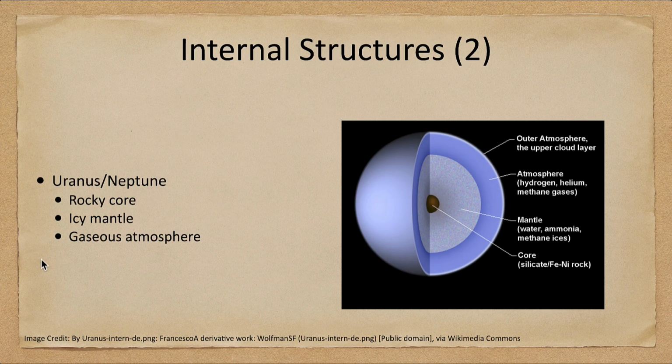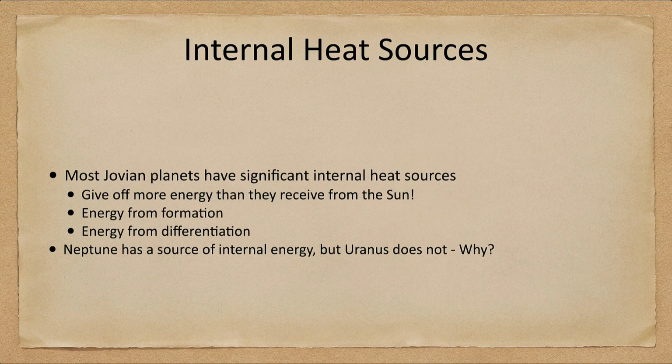Now, we also note that these have internal heat sources. In fact, what that means is that they give off more energy than they receive from the sun. Typically you'd expect that a planet couldn't give off more energy than it's receiving from the sun. Where does this extra energy come from? Well, there are a couple of things that could cause this. It could be energy left over from the formation.